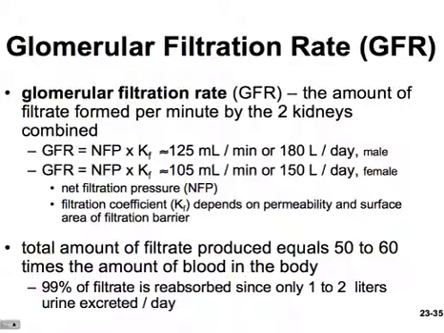The reason for this difference is the filtration barrier is about 10% smaller in females than it is in males on average. The total amount of filtrate that's produced equals 50 to 60 times the amount of blood in the body. 99% of this filtrate is going to be reabsorbed, since only 1 to 2 liters of urine are excreted per day. Imagine if that wasn't the case, and we produced 150 to 180 liters of urine a day. Wow, we would be in the bathroom all day.